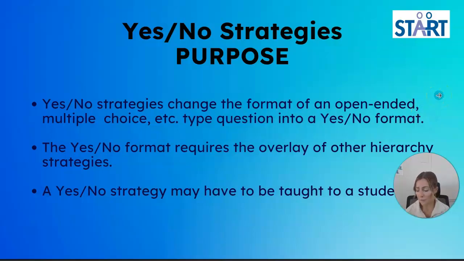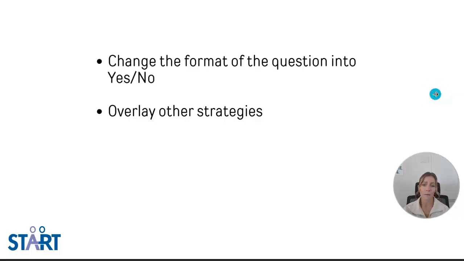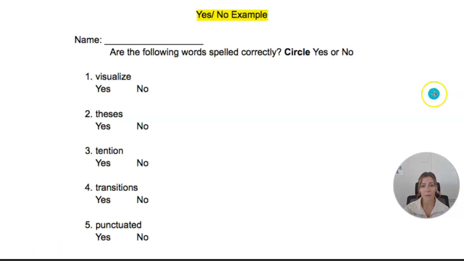And then the highest level of support for differentiated output hierarchy is a yes/no. So if all of those strategies in conjunction are still not enough to support the student's ability to access and participate and make progress in the gen ed setting, we would move on to a yes/no format. So we change the format of the question into yes/no, and we overlay all of those other strategies, of course.